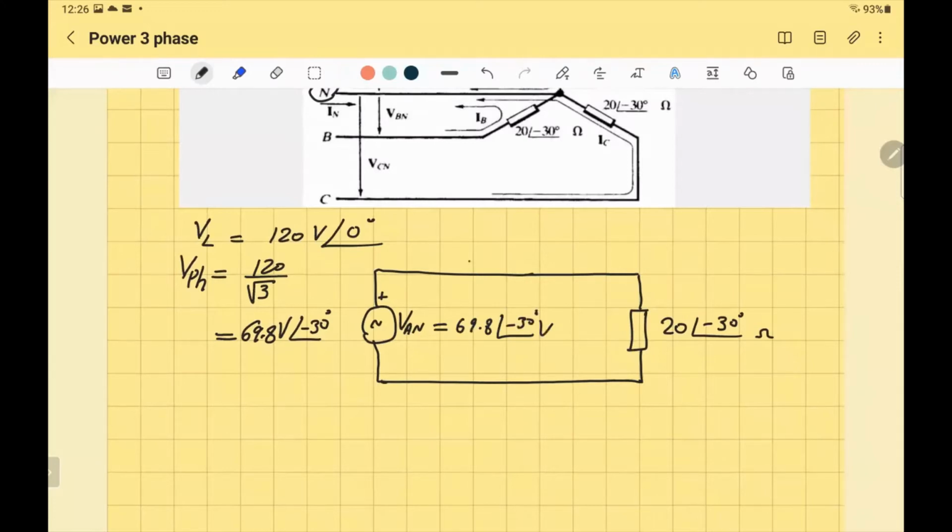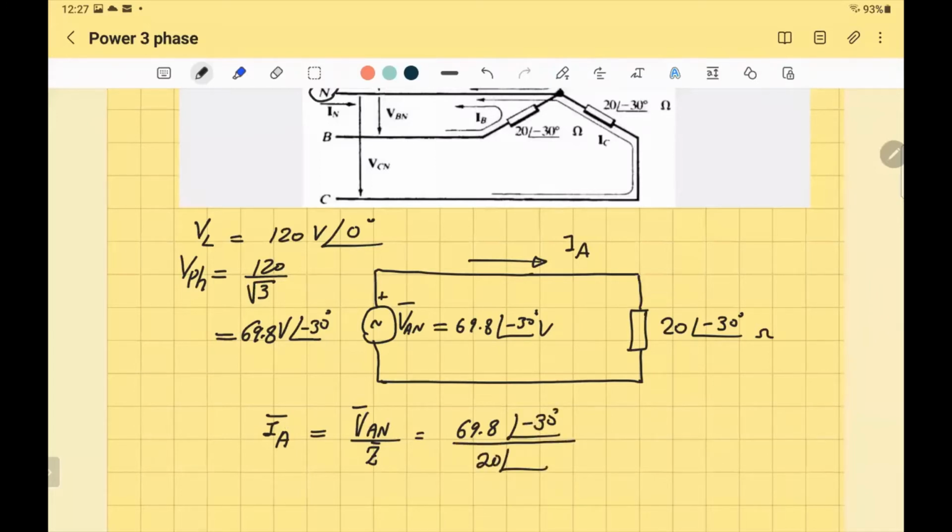And you got the impedance and you need to find the current, IA. IA is the phase current, that's true, but I don't worry about it because it's the same as the line current. So the phase current IA as a phasor is equal to the voltage AN, and it's a phasor, divided by Z. That will be 69.8 angle negative 30 divided by 20 angle negative 30. So you get the first current. It's equal to 3.464 and the angle will be 0.